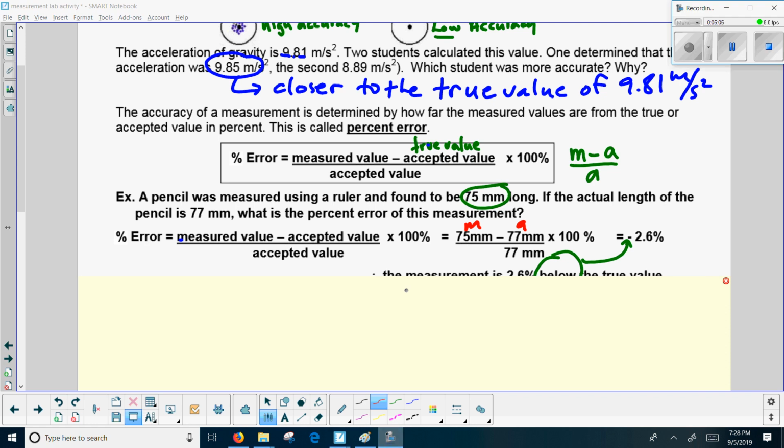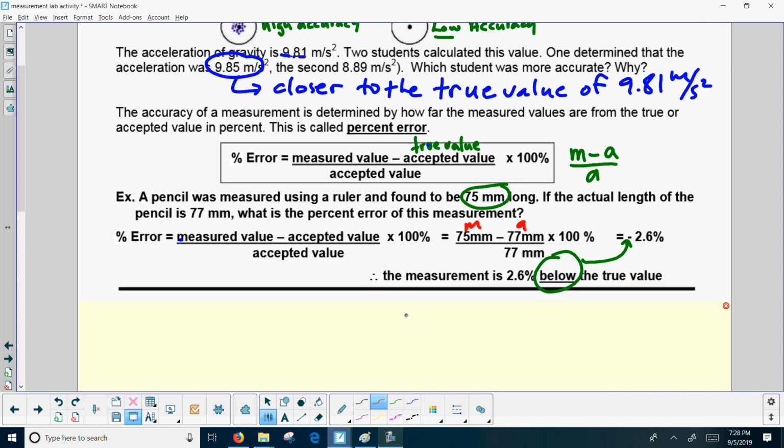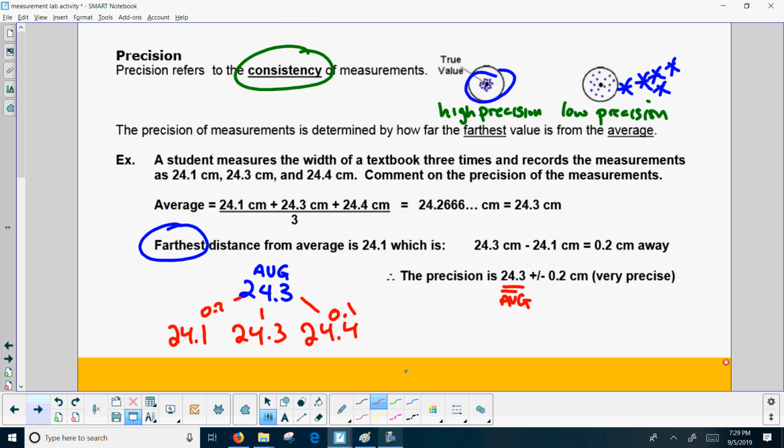If I had a positive sign, then it would mean that the measurement was too high. And you have to indicate that with a little statement. So here we have a negative, so the measurement is 2.6 percent below what it should be. Bottom line. Okay, now that we've done accuracy, let's look at an example of precision.